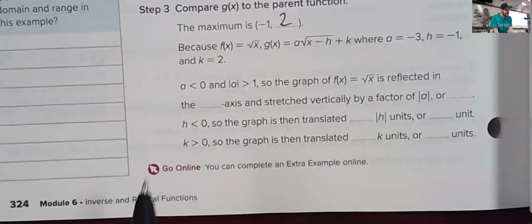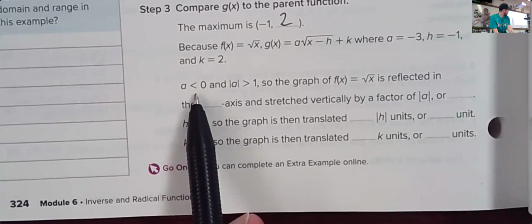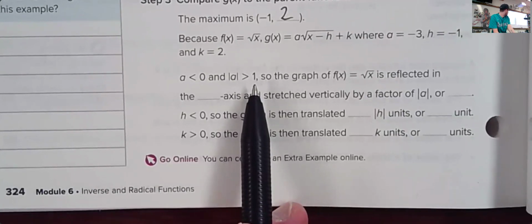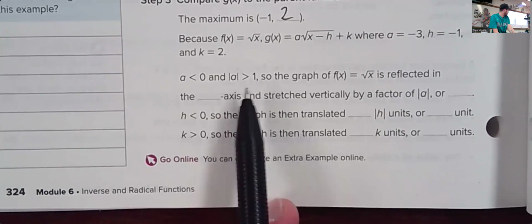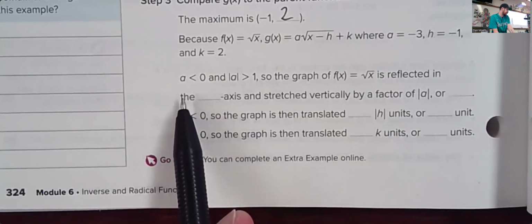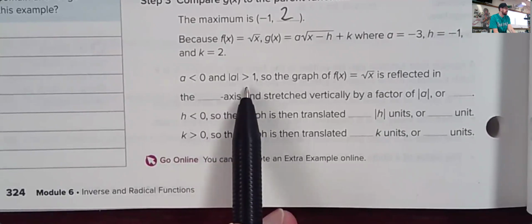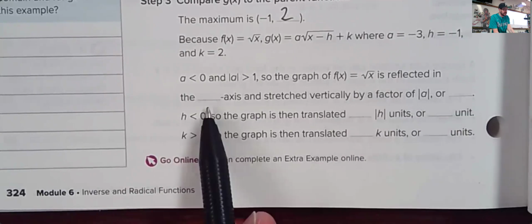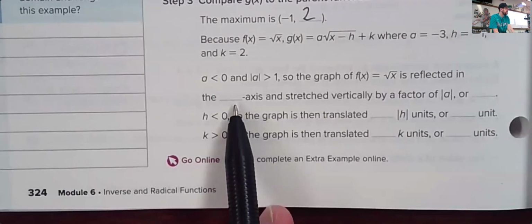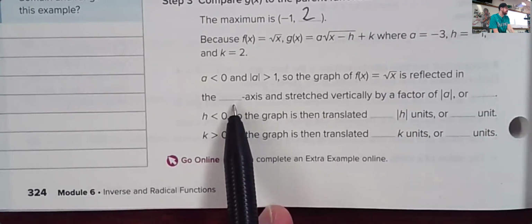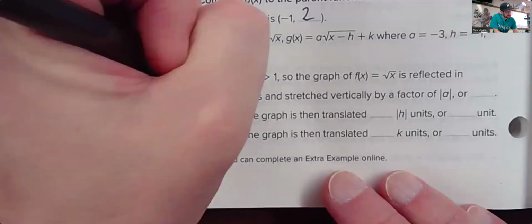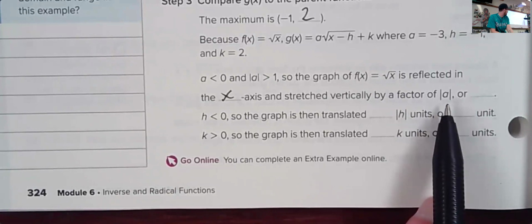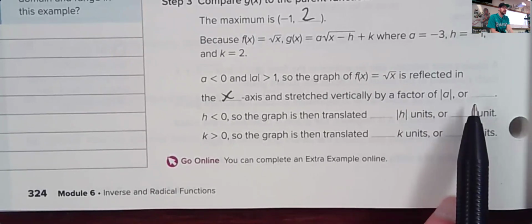So because a is less than 0, and the absolute value of a is greater than 1, that's true for both of those things. The value of a itself is less than 0, it's -3. The absolute value of a is greater than 1, the absolute value of a is 3. The graph is reflected in which axis? A is negative, so it flips it across which one? The x-axis, good. And stretched vertically by a factor of the absolute value of a, which is 3.